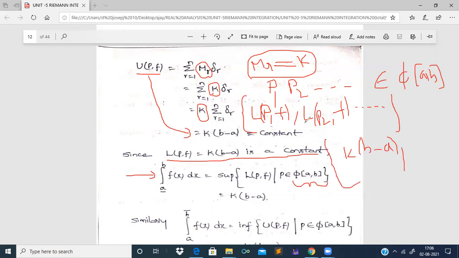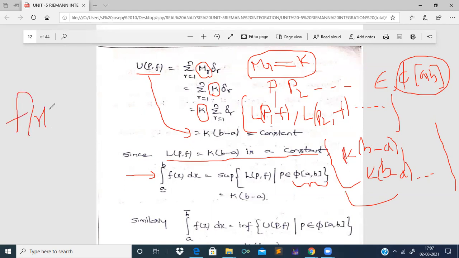So what will be the lower Darboux sum of this partition p2? It also will be equal to k into b minus a. Therefore, for every partition of the family of partitions of closed interval a comma b, all the Darboux sums will be equal to k into b minus a. It is possible because of the constant function f of x is equal to k. That is, all the lower Darboux sums of different partitions are equal to k into b minus a.